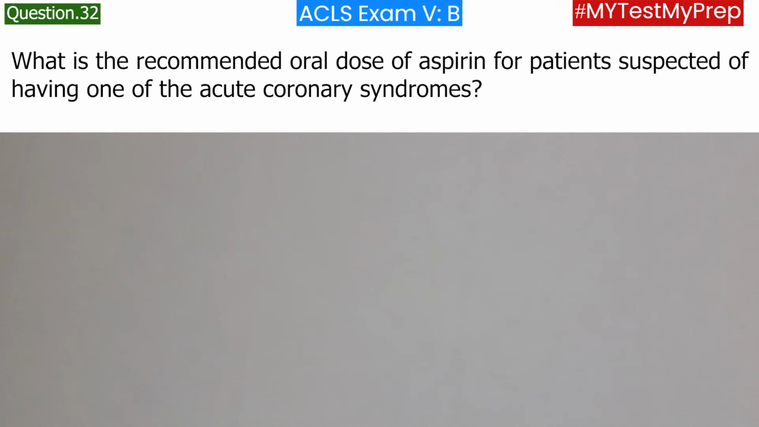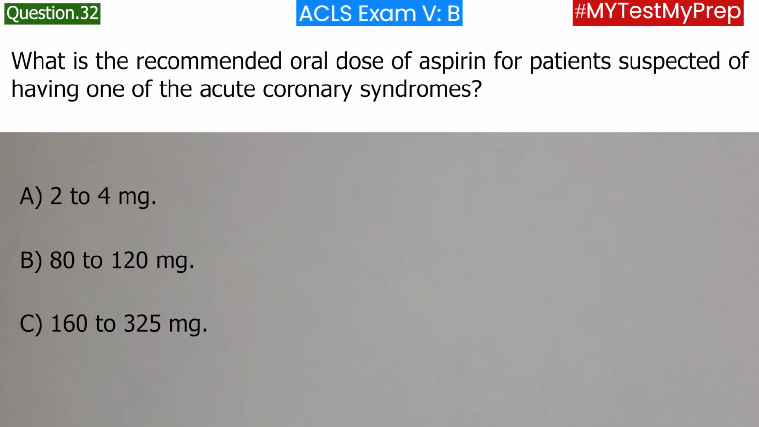What is the recommended oral dose of aspirin for patients suspected of having one of the acute coronary syndromes? A. 2 to 4 milligrams. B. 80 to 120 milligrams. C. 160 to 325 milligrams. D. 400 to 600 milligrams. Answer. C. 160 to 325 milligrams.